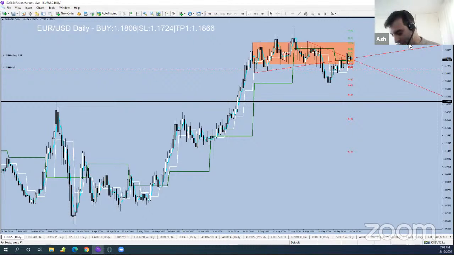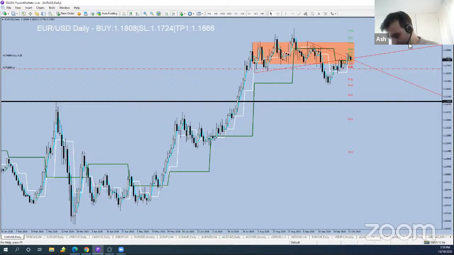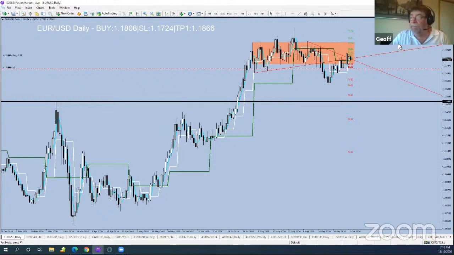Buy at 1.1808. And it was a buy stop, at price 1.1808. Stop loss 1.1724. TP1 1.1866. Okay. Anything happen with that trade? Nothing yet, no. Nothing yet. Okay.